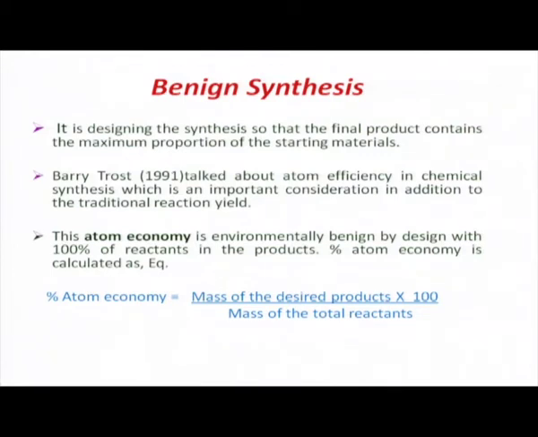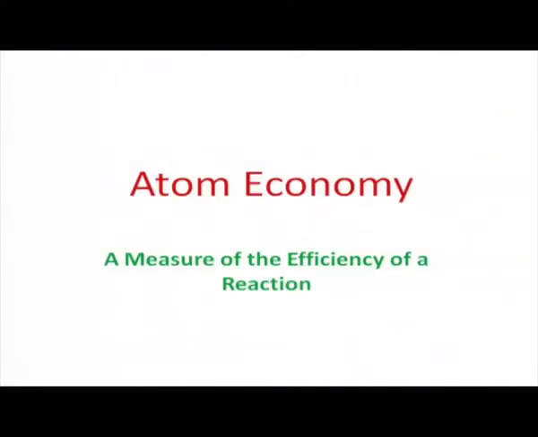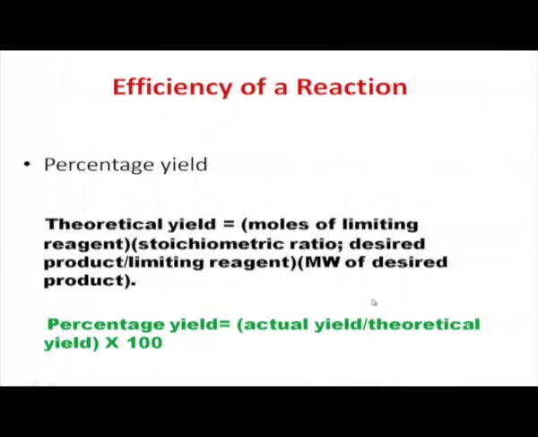Such a process is considered to be very benign, and it is calculated by this atom economy, normally expressed in percent, which is equivalent to the mass of the desired product into 100 divided by the mass of the total reactants. Whatever we added is a part of this, and if both the denominator and numerator are the same, we are going to get 100% yield, that is a very benign process. So, atom economy actually measures the efficiency of a particular chemical process. We will see with a simple example.